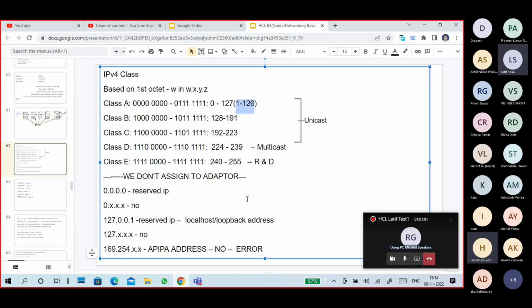Multicast addresses are used by certain protocols to multicast data to multiple devices. For example, I want to install an operating system on 10 computers. Through the network, I can install the operating system.